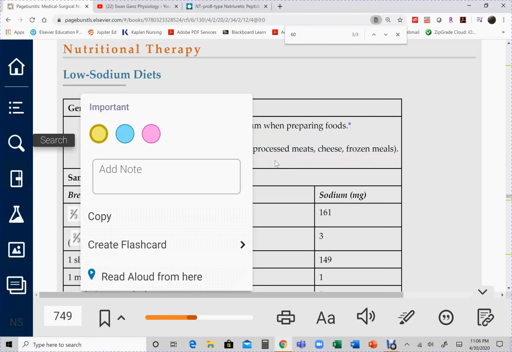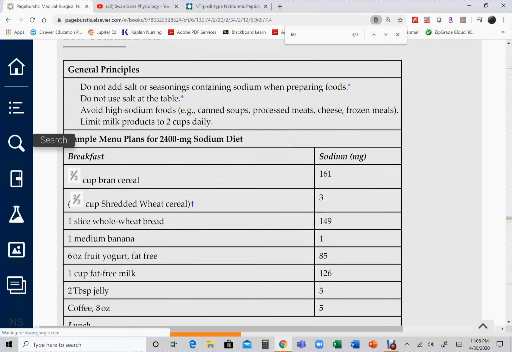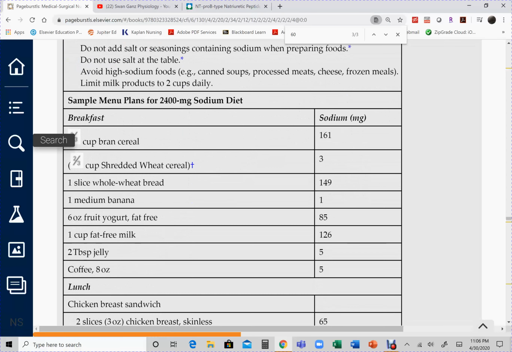So anything processed or canned and frozen meals, except frozen vegetables. So fresh frozen vegetables, that's fine because they didn't add anything to those. But whenever you have pre-prepared meals that are frozen, whether it's pizza or pasta, they always have sodium content. Milk products, milk and dairy already have sodium.